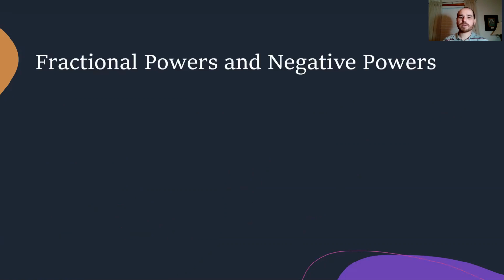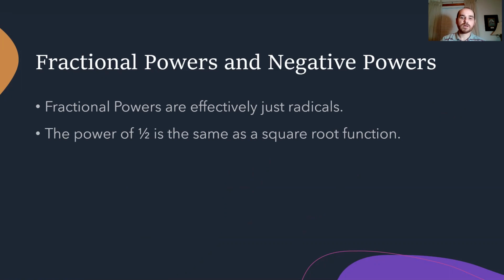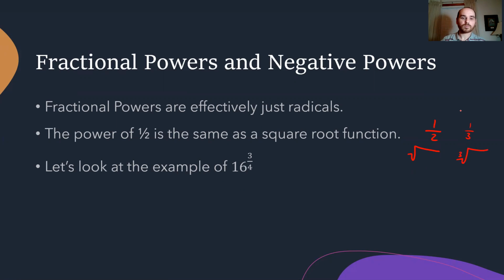Okay, now we want to look at fractional powers and negative powers. So fractional powers are effectively just radicals. The power of 1/2 is the same as a square root function. So 1 over 2 is the same as a square root. 1 over 3 is the same as a cube root. Let's look at the example of 16 to the 3/4.